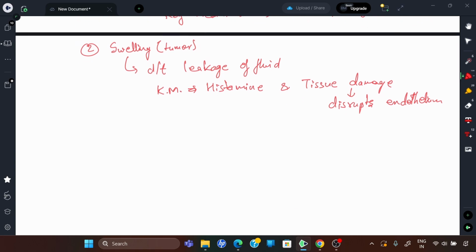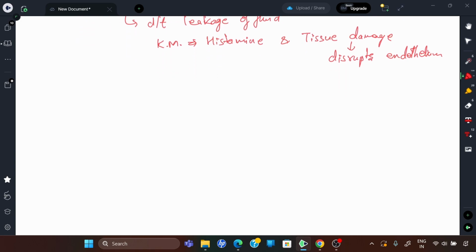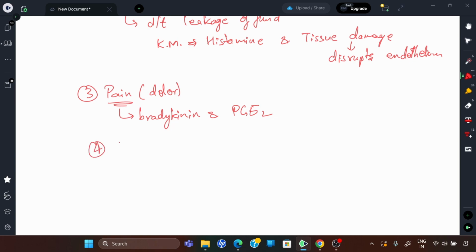Now moving to the third cardinal sign. The third cardinal sign is pain, also referred to as dolor, right? And we know that pain is mediated by bradykinin and PGE2, prostaglandin E2, right? And finally coming to the last cardinal sign of inflammation, that is fever.